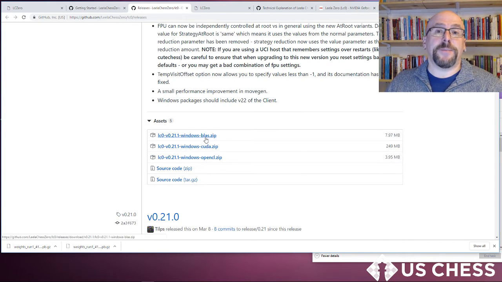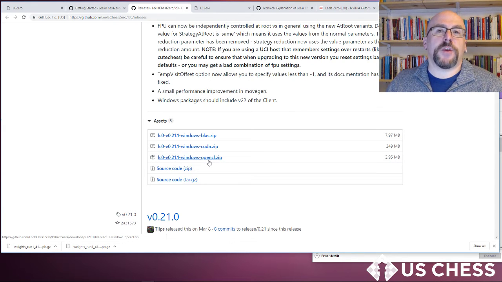The BLAS version is very inefficient. As I said, it's looking at approximately 175 to 200 positions per second on a relatively fast 8-core machine. So unless you have a reason for wanting to do this, I don't recommend running it on your CPU. If you have an AMD video card or an Intel integrated video card, you're going to want to use the OpenCL version, OpenCL standing for Open Compute Language.